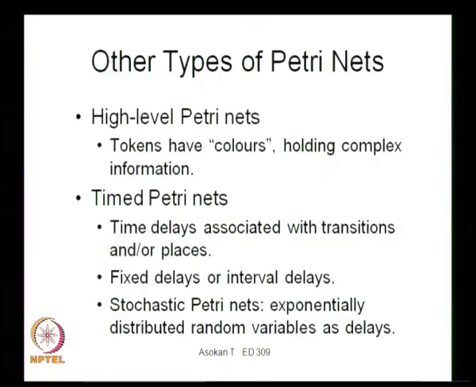Time delays associated with the transitions or places can be incorporated, and fixed delays or interval delays can also be incorporated. Stochastic Petri nets, which use exponentially distributed random variables as delays, can also be incorporated into the Petri net. So basically it shows that any complex system with any variations in terms of behaviors, capacities or time can be modeled using Petri nets.